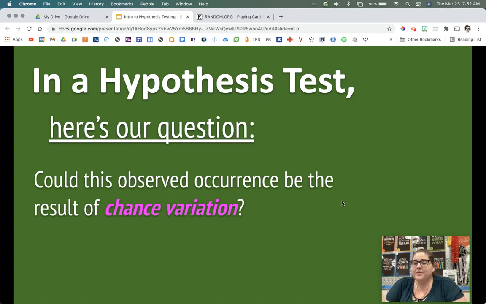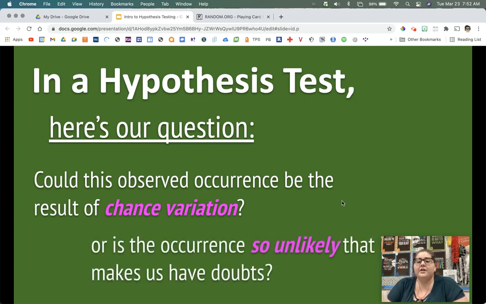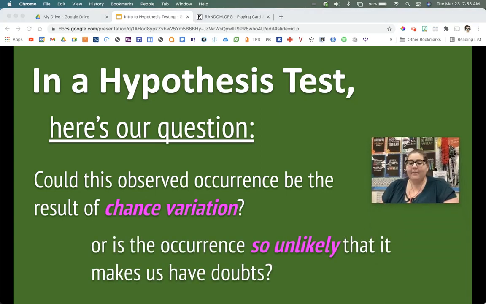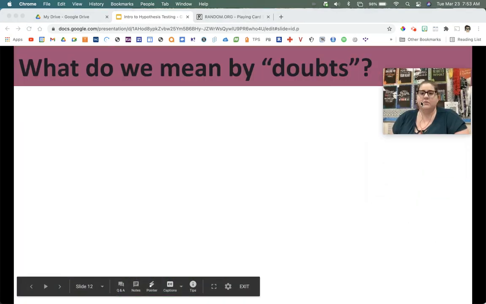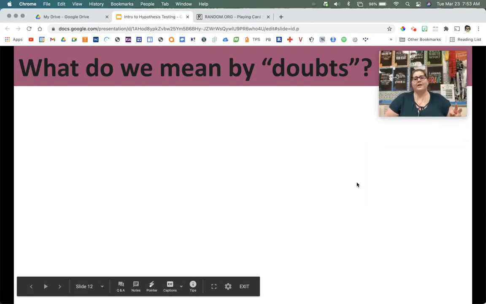So could this observed occurrence, could my sample have just been a result of chance variation, just that little bit off in either direction? Or is this occurrence so unlikely to happen, so rare, so out of the ordinary, that it makes us doubt our initial assumptions? Okay. When I say doubt, there are two main things that we could be doubting.